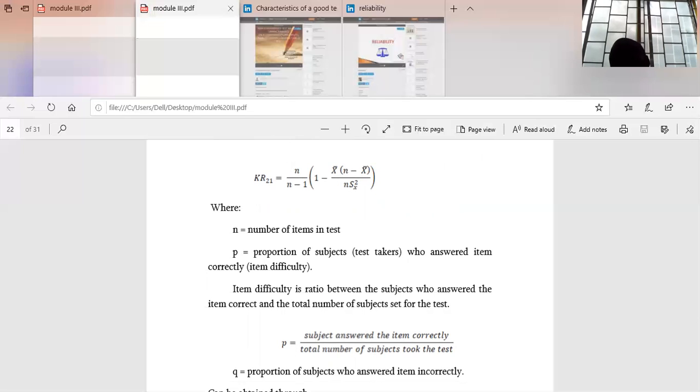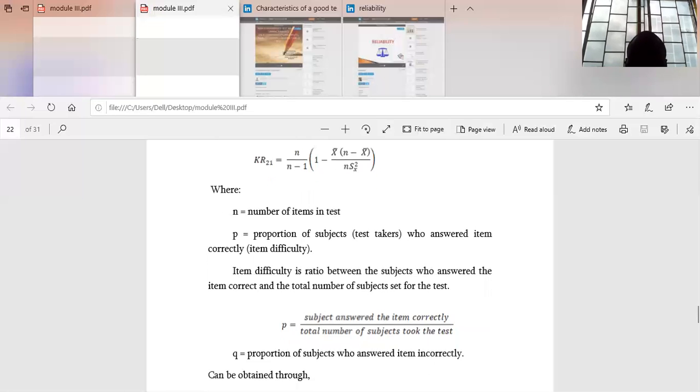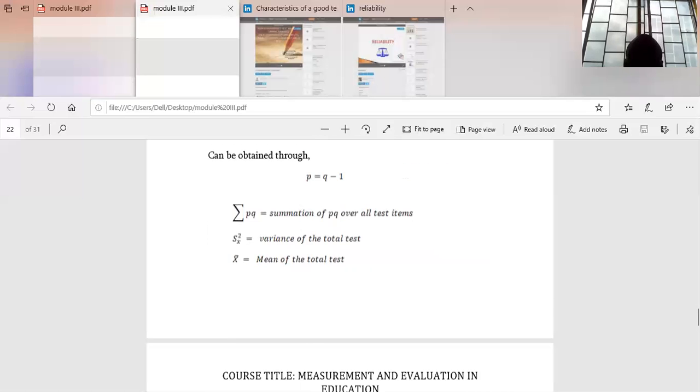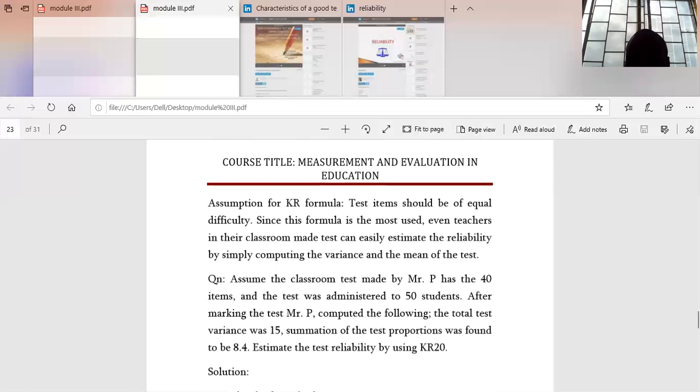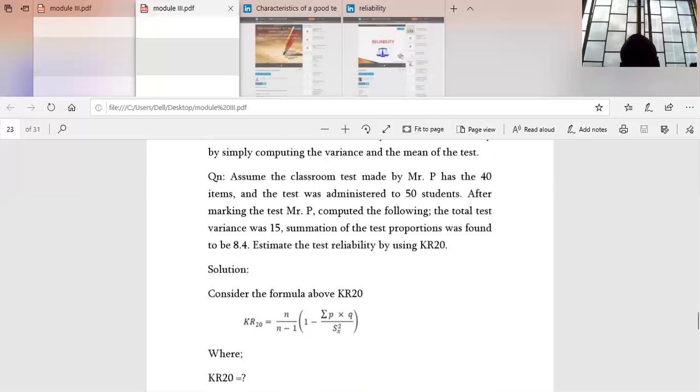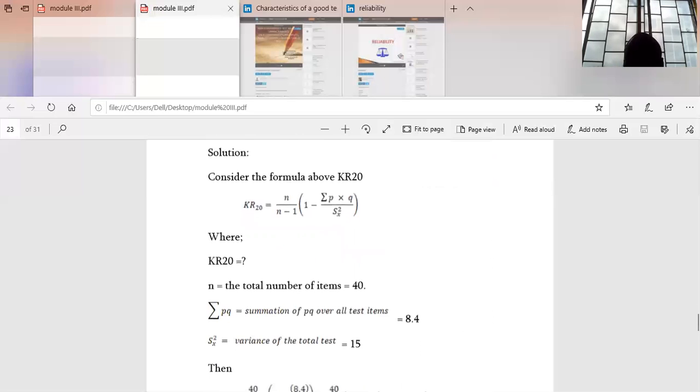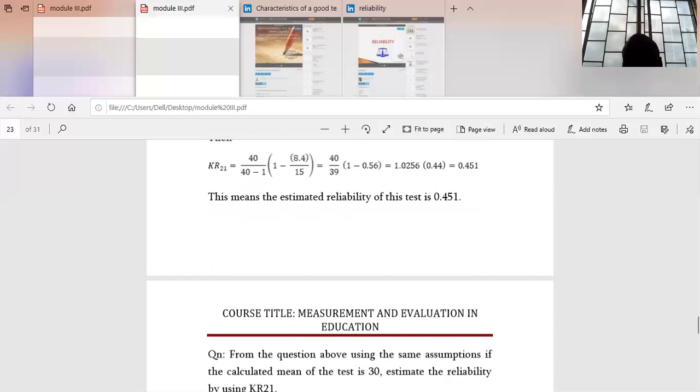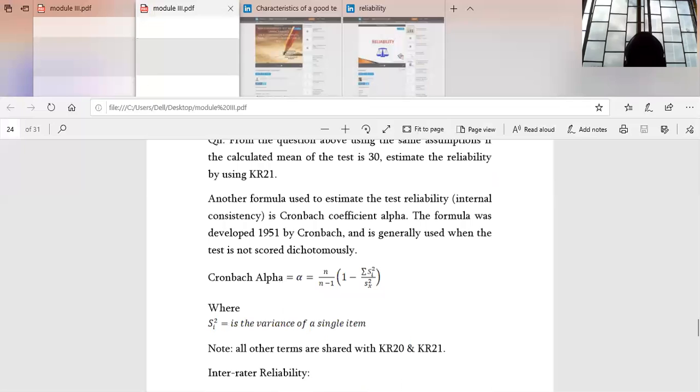But remember, we are not here to teach you mathematics. We need to check how we put those ideas into the formulas, and then the results, that's what we need so that you can interpret. So that is how to use KR21. You see there are examples here. You may just read them in advance, but how to calculate it, we're going to go slowly.